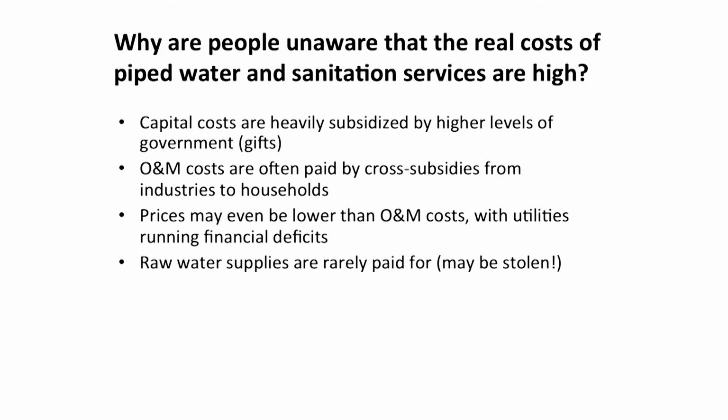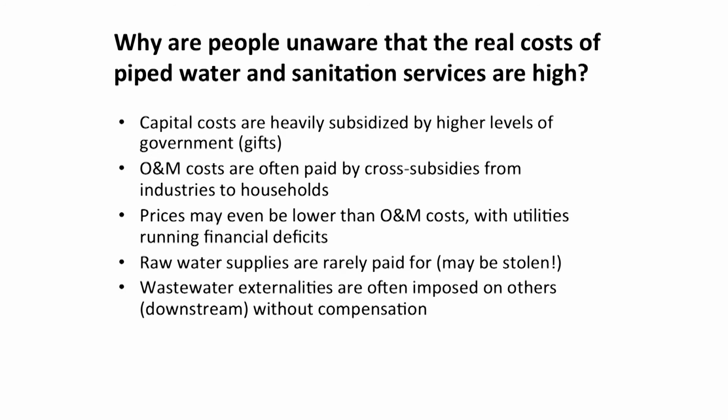Because piped water and sanitation services are expensive, these deficits can be a significant drain on the national budget. Fourth, like the Hopi villages, many cities and small communities do not pay for their raw water supplies. Cities rarely compensate upstream communities or farmers when they take their water supplies. This is a real cost that is not reflected in the prices that customers pay, so it's understandable that they may not be aware of it.